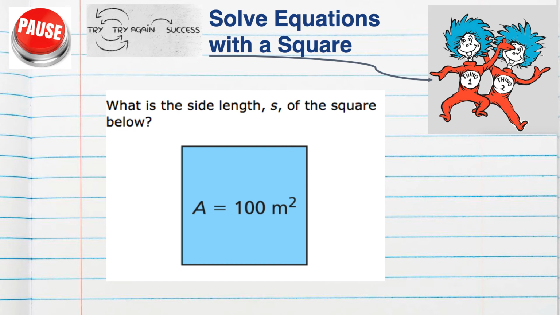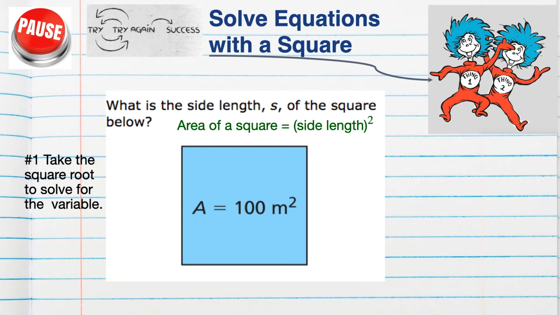So on this one, you actually need to remember that the area of a square is equal to the side length squared. Now, the image is actually giving you what the side length squared is equal to, right? It's giving you the area. So let's go ahead and take the square root to solve for the variable. And in this case, the variable is s. So if 100 meters squared is equal to the side length squared, we could rewrite that with the variable s.